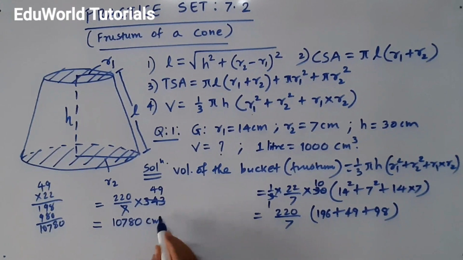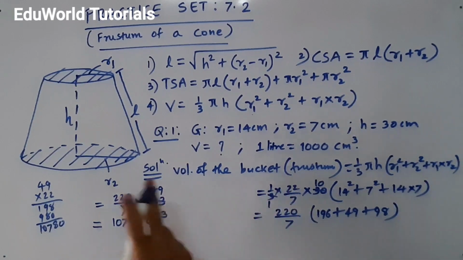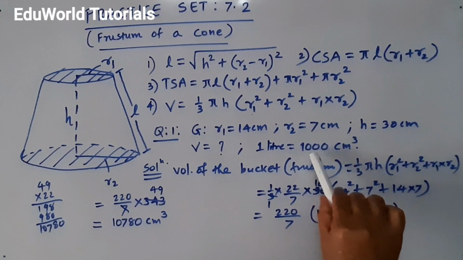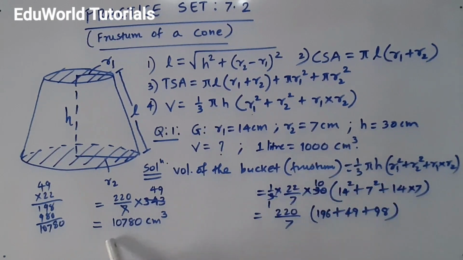10,780 centimeter cubed is the capacity of the bucket, that is, the frustum of the cone. But they have given a conversion that 1 liter is 1000 centimeter cubed. So if I divide this number by 1000, I will get the capacity converted from centimeter cubed to liters. So that is equal to 10780 upon 1000 liters.